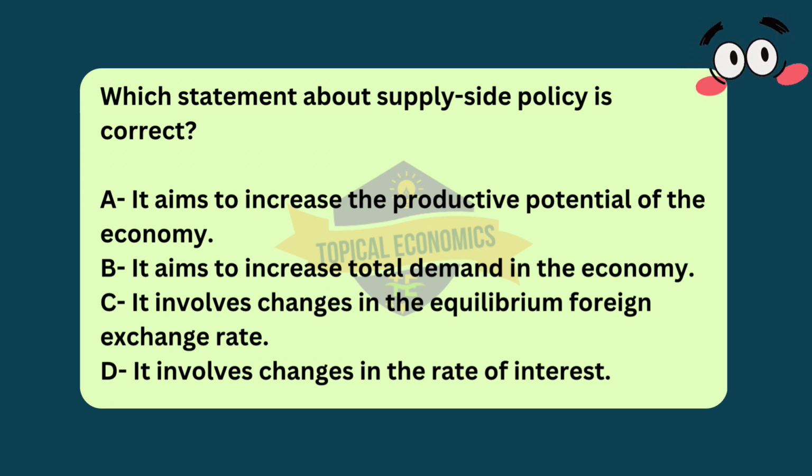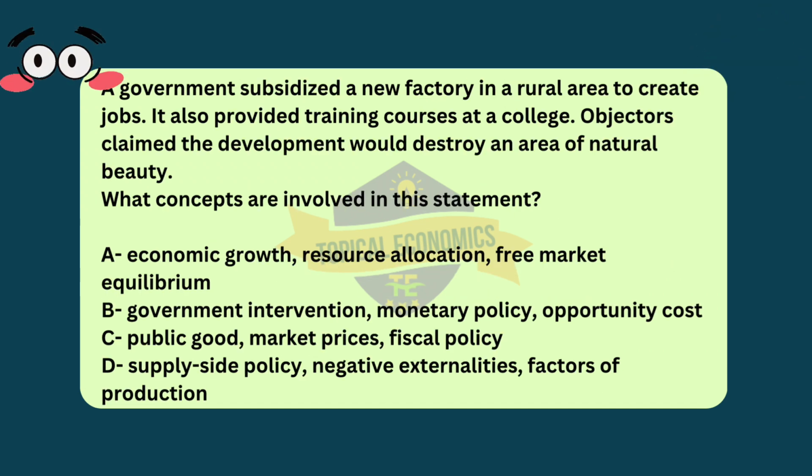The other options are more related to demand-side policies or monetary factors. Option B is related to demand-side policies, which aim to boost aggregate demand. Next, option C involves external factors like exchange rate adjustments, not supply-side policies. Lastly, option D involves monetary policy, specifically interest rate changes, which are usually managed by central banks, not directly by supply-side policies.